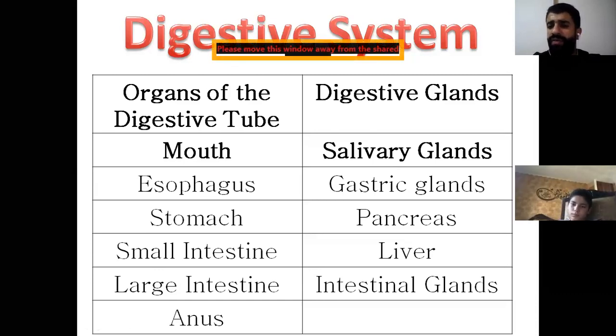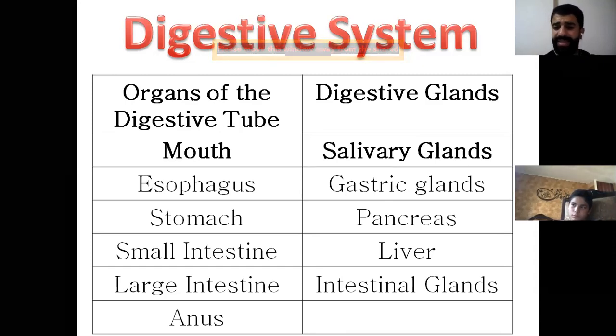Digestive glands. First of all, we have salivary glands that secrete saliva in the mouth. Whenever you eat food, for example, it's called saliva, the spit that we have in the mouth. So salivary glands secrete saliva. Gastric glands secrete a juice in the stomach. The pancreas, liver, and intestinal glands also secrete specific juices.